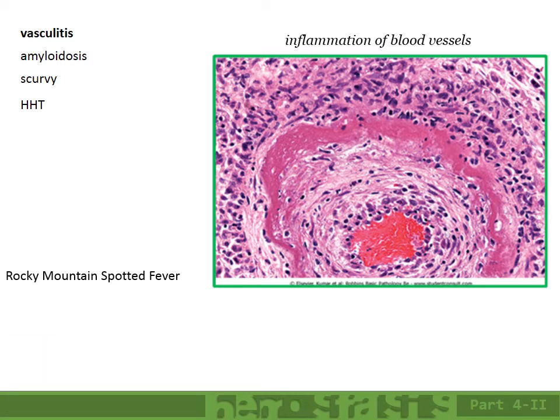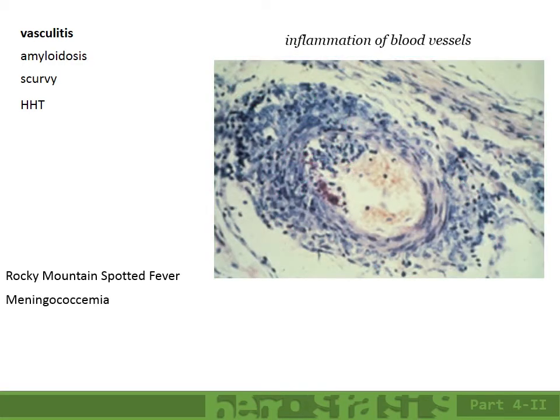So we know about Rocky Mountain spotted fever as one of the possible causes of vasculitis. We should also be familiar with meningococcemia, or infection with Neisseria meningitidis, which can cause vasculitis. Certain drug reactions can lead to vasculitis, and the aforementioned Henoch-Schönlein purpura, which you'll learn about in later semesters.